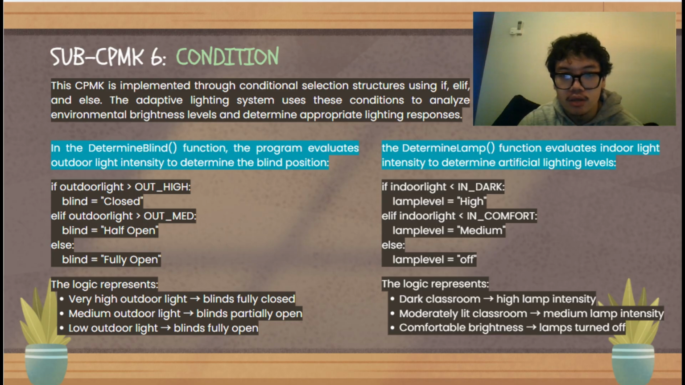Basically, it's based on which conditions are met, whether it's the if, elif, or the else condition, then that data will be transferred to the variables blind and lamp level, which will be used later on for the next part of the code. And yeah, perhaps that's it.